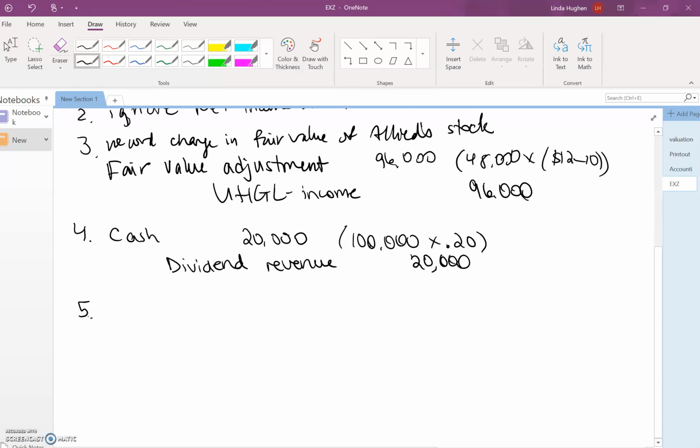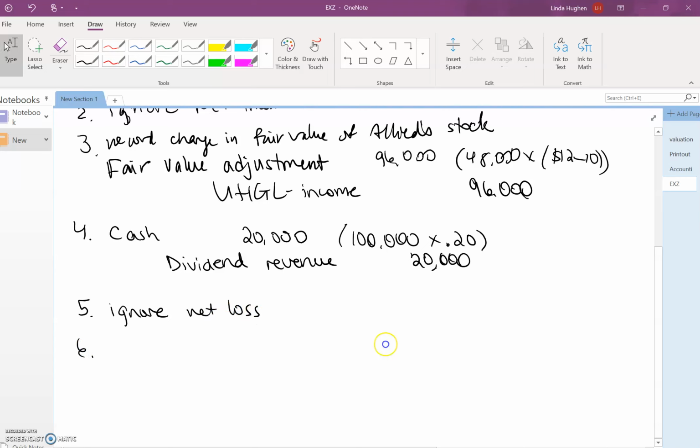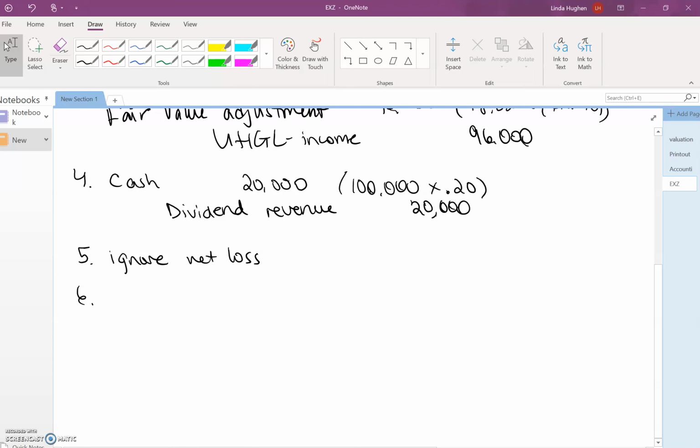5, for the year ended 2020, Ally reported a net loss of $50,000. Well, we're using the fair value method, so we ignore the net loss. And 6, at December 31st, 2020, Allied shares have a fair value of $11. So the market price per share decreased by $1.